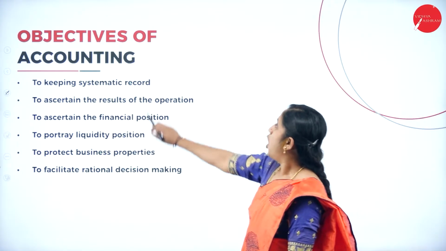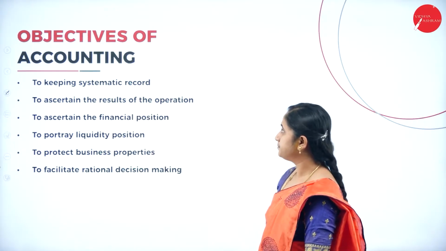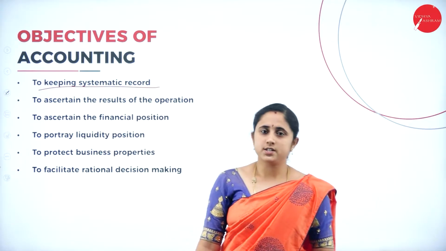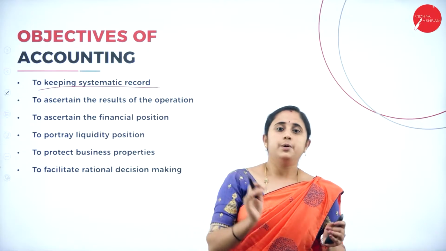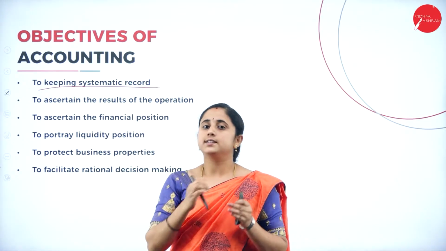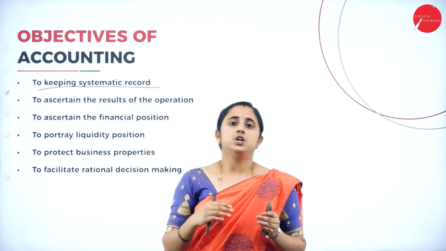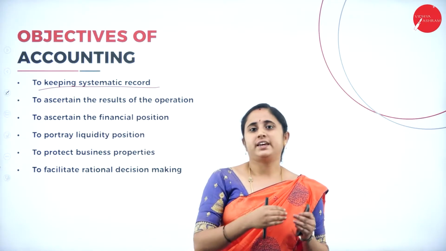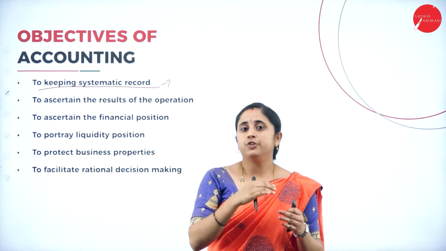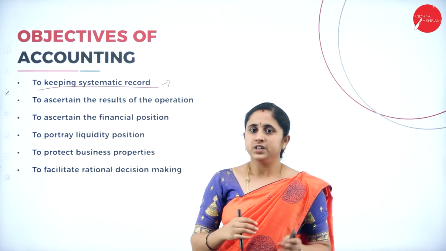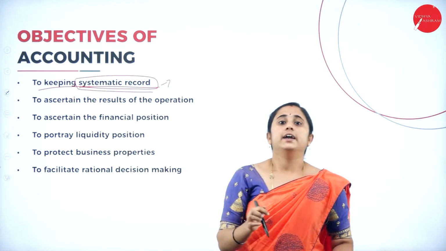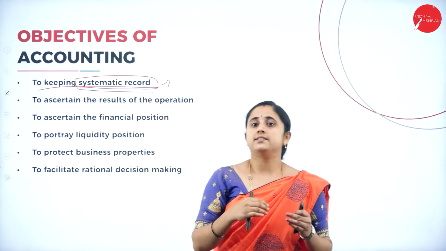And next, objective of accounting. The first objective is keeping systematic records, which is important for every business. Every business needs to maintain the records in a systematic way, because whenever they need the information, they can easily get it. All the transactions are recorded in a systematic way. It is easy for the users to get the information.